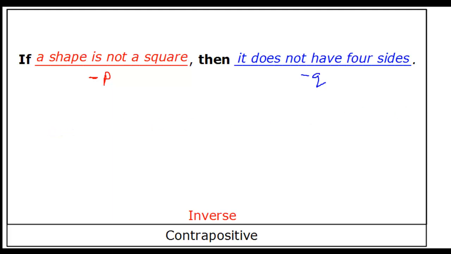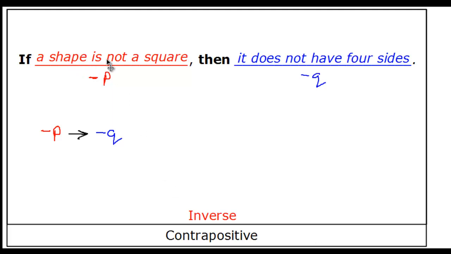Oops. We can write that out by saying negative P implies negative Q. Okay, so that just says if it's not a shape, or shape's not a square, then it doesn't have 4 sides. So we're going to take a look at what that would look like.